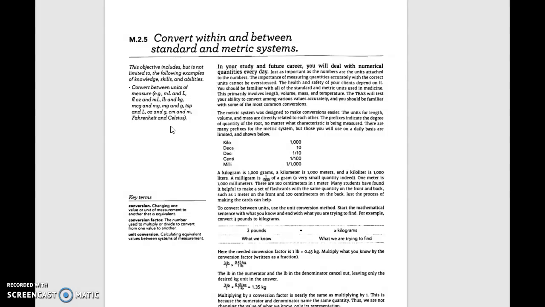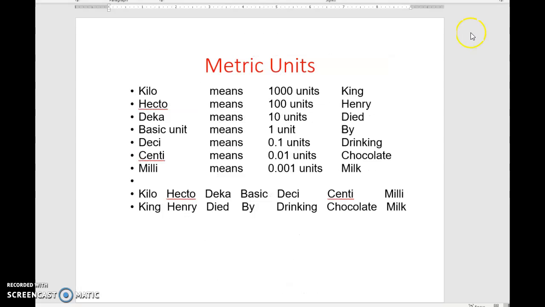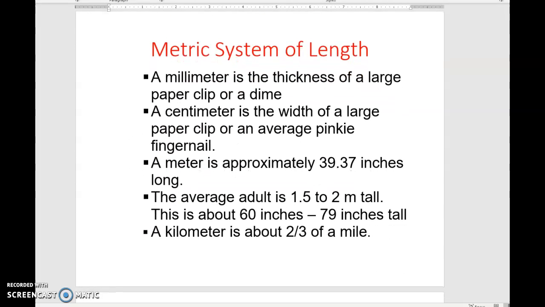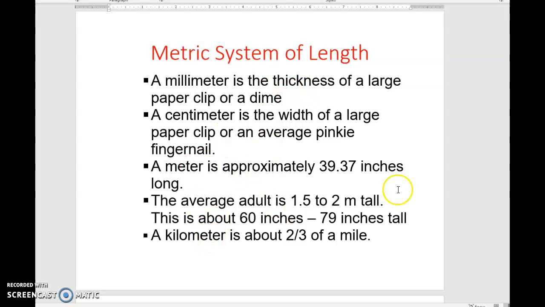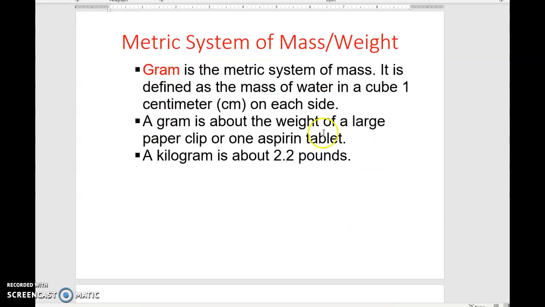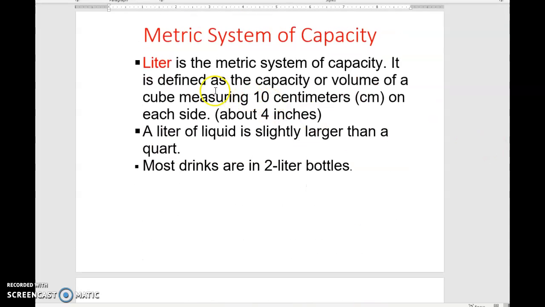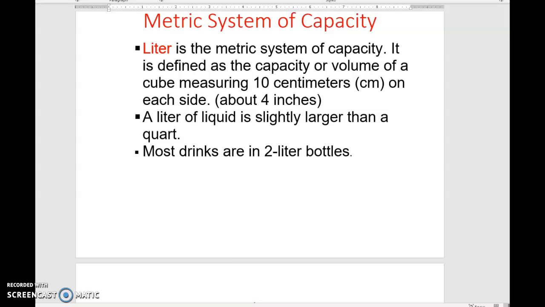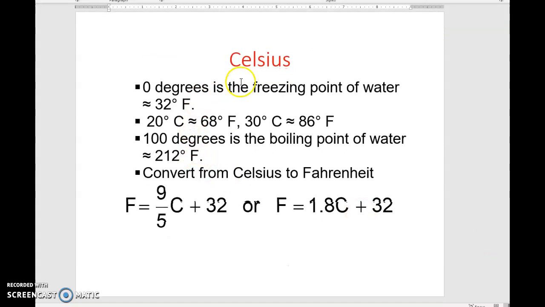What you need to do is refer to the section M.1.7, metric units of measure and temperature handout, as noted here, that we used back in section 1.7. You will see your metric units of measurement, and then as you go down, you see your metric system of lengths and a few pieces of information about it. Then we come down to the weights, which are grams. Then we come down to capacity, which is liters. And the very last thing is the temperature scale converting between Celsius and Fahrenheit.